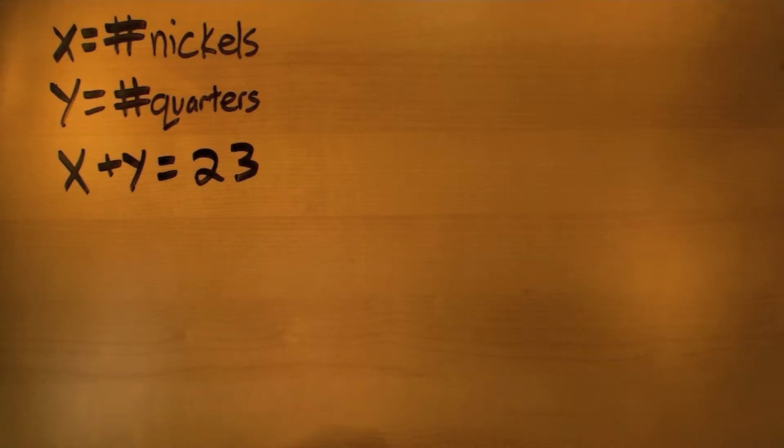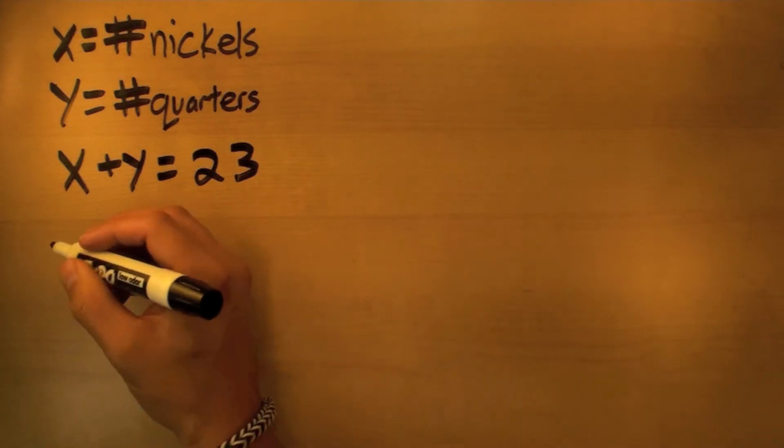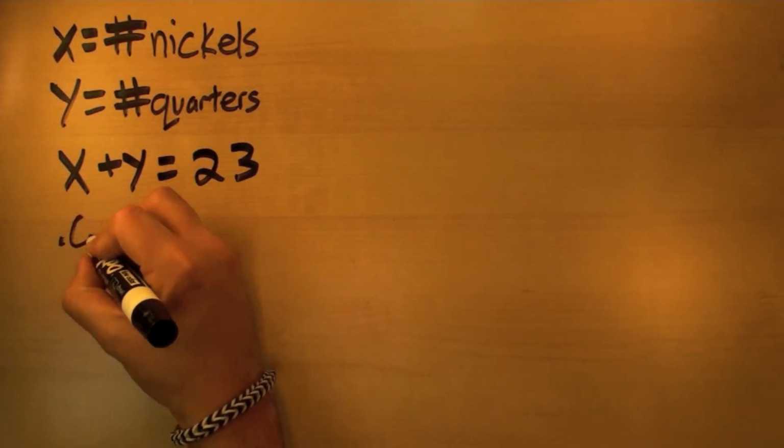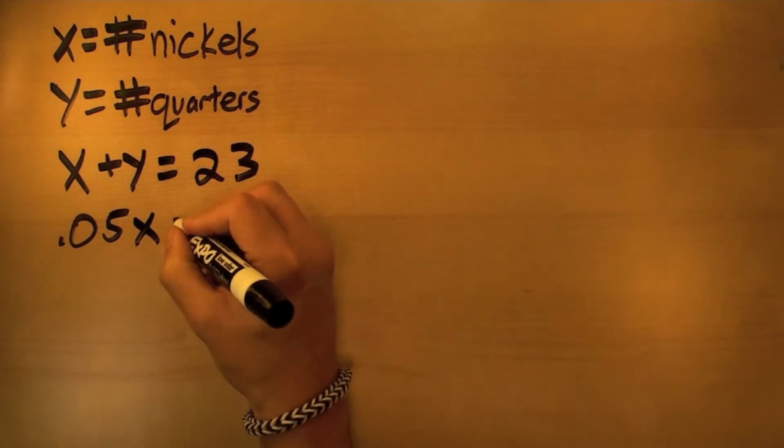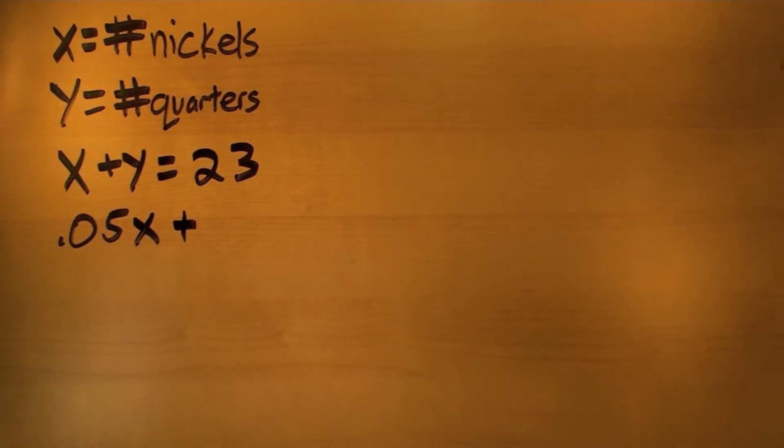So for each nickel that he has, that's 5 cents. So if we take the value of a nickel, 5 cents, and multiply by the number of nickels he has, that gives us the value that he has in nickels. So 0.05x is the value in nickels.